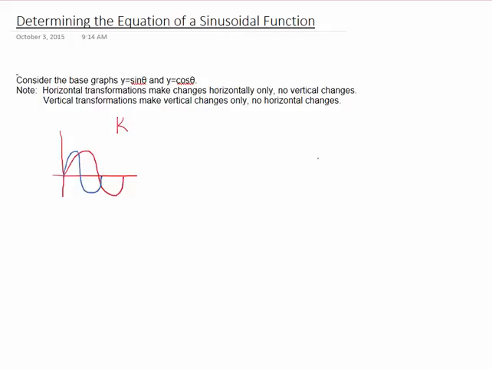Now, if we were talking about our vertical transformations, and we were using our sinusoidal graph as well, our vertical transformations, same things occur, but they happen in the y-axis. And that's affected by our a value in our graph. So horizontal transformations make changes horizontally only, no vertical changes. Vertical transformations make vertical changes only and no horizontal changes.